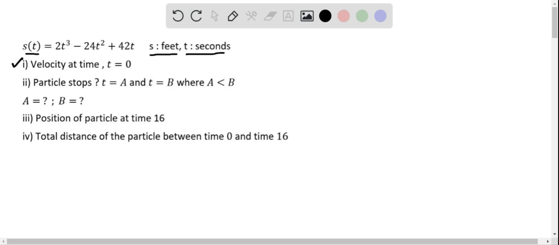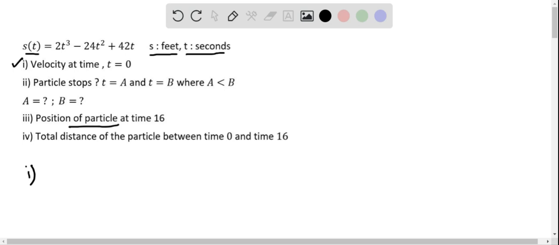First part, we have to calculate the velocity, and then we have to calculate the time at which the particle stops. Basically, it stops at exactly two times. And then we have to calculate the position of the particle at time equal to 16 seconds, and the total distance of the particle between time 0 and 16. So let's calculate each of them one by one.